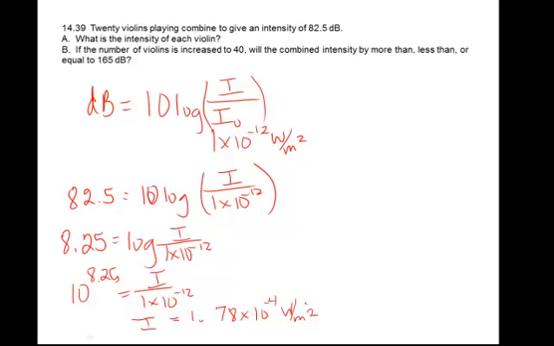Now that's for 20 violins, so I'm going to have to divide by 20 to get me the intensity of 1, which is going to be 8.89 times 10 to the minus 6th watts per meter squared.